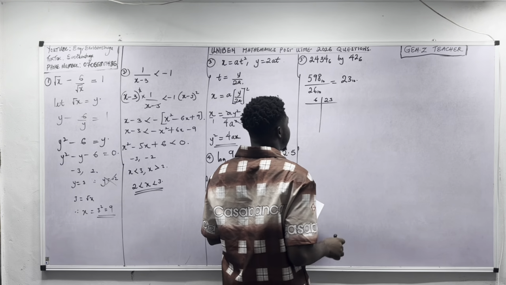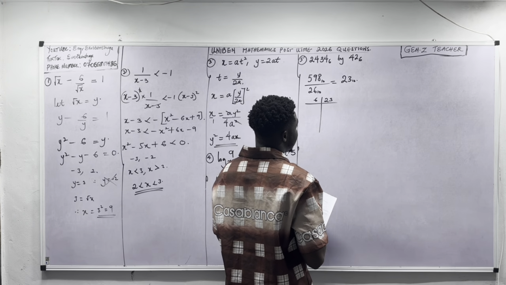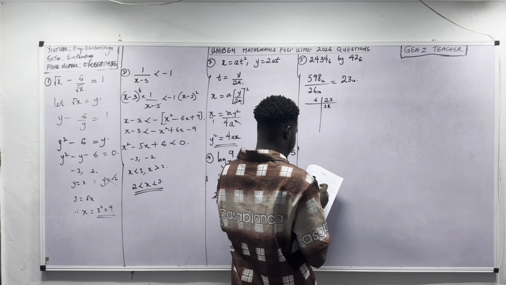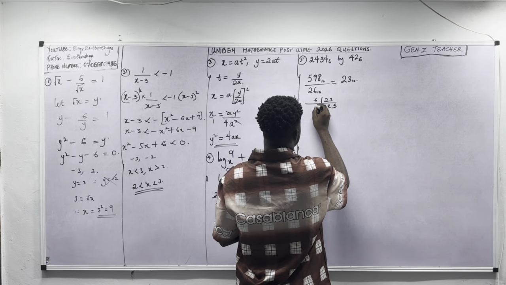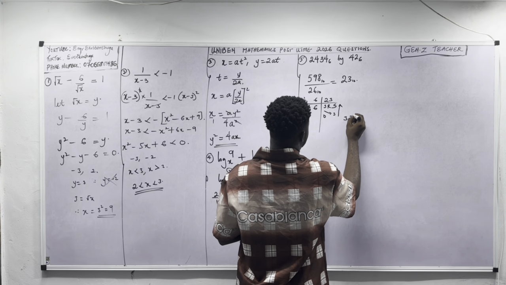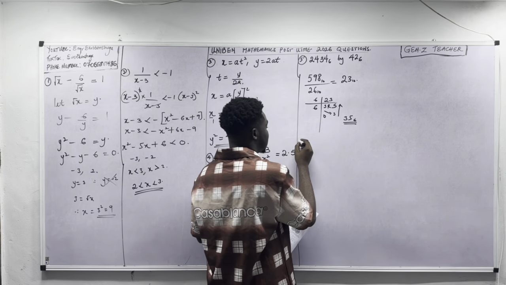So can 6 go into 23? Yes, it goes about, let's say, 3 times here. 3 times 6, the remainder should be 5. So we have 5 over here, and then 6 into this guy is 0. You write the 3 back, so we have 35 as your answer in base 6.